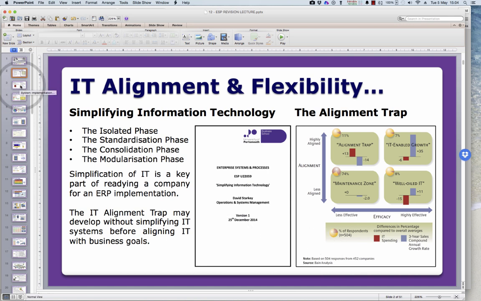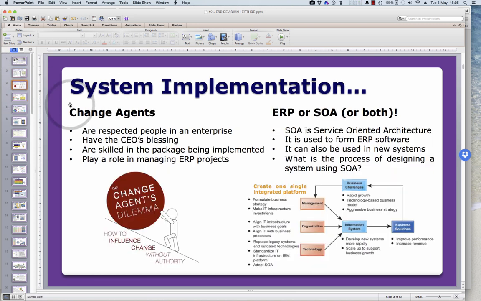So that's IT alignment and flexibility. So please do have a read through this. There's quite a bit we covered on that, so it's something that is going to come up, but you won't typically be asked to remember these figures. This exam is more about, can you make a choice from a series of options and make a sensible choice. So let's have a look at the next one.